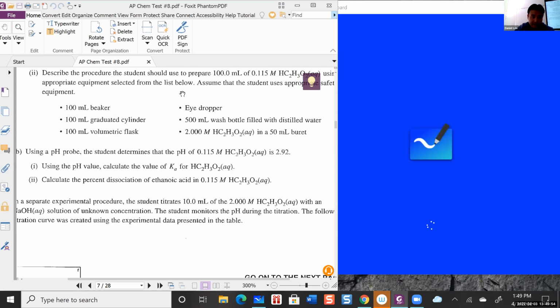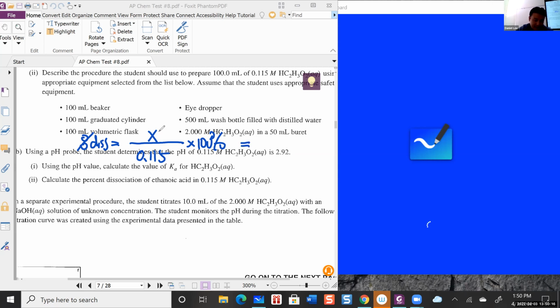So that would be x divided by, well, our x was 1.2, right? So x divided by the original concentration, 0.115, and you just times 100%. That is the percent of dissociation for this weak acid. Strong acid will dissociate completely. Only weak acids have this kind of percent dissociation.